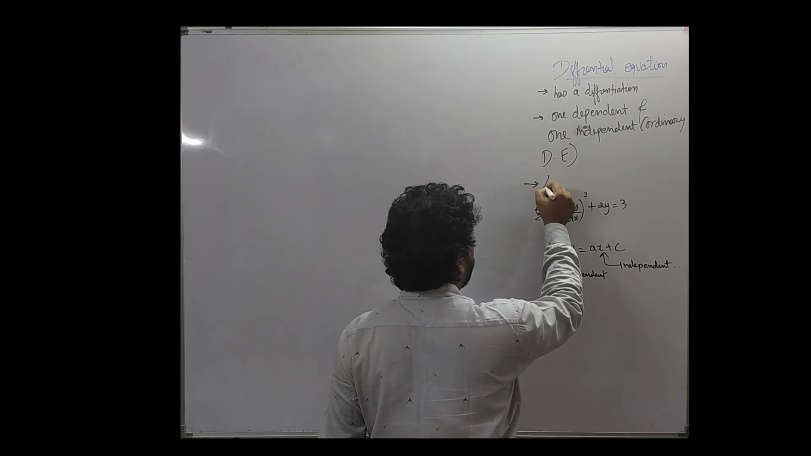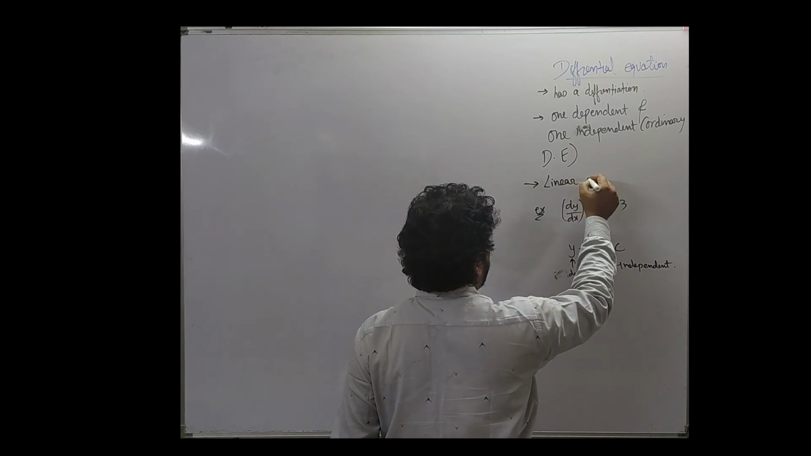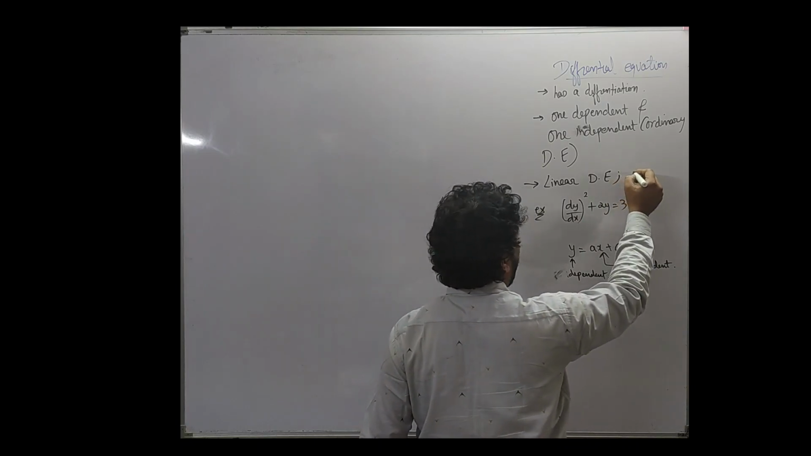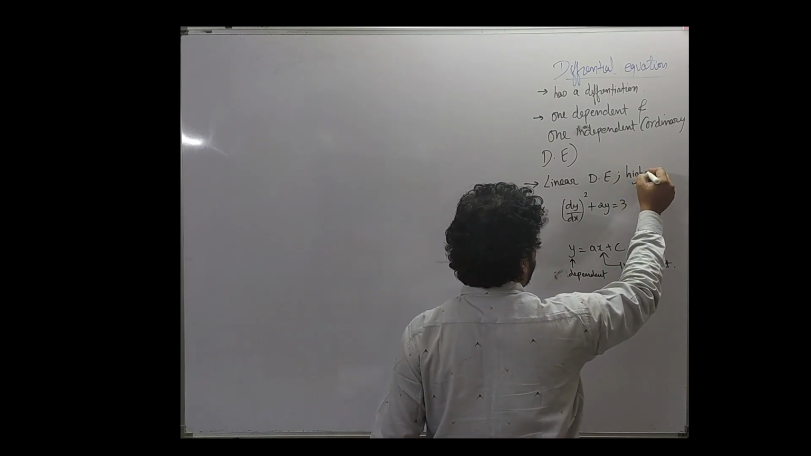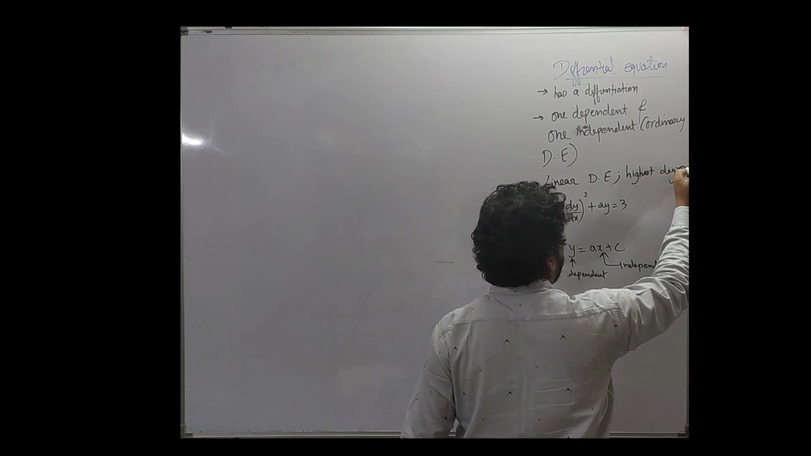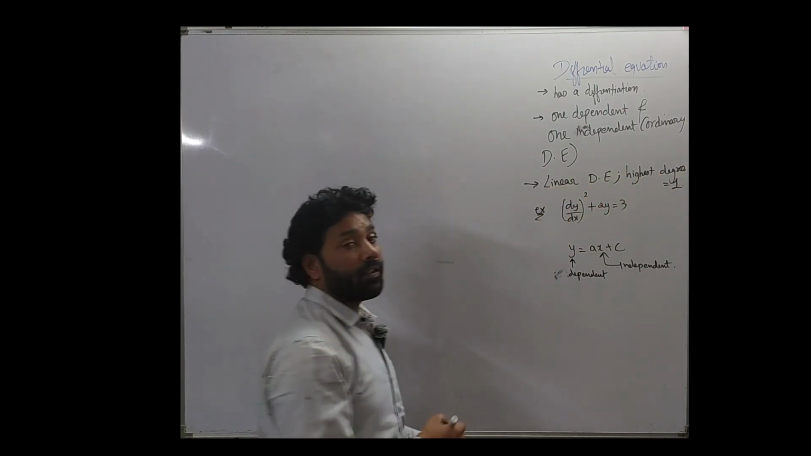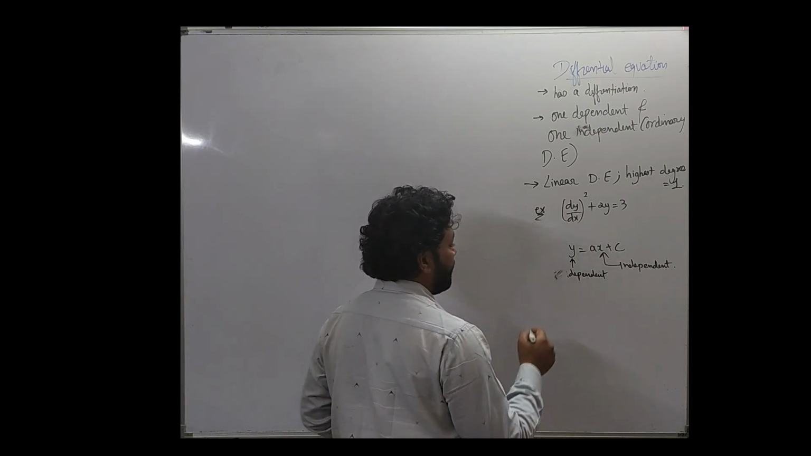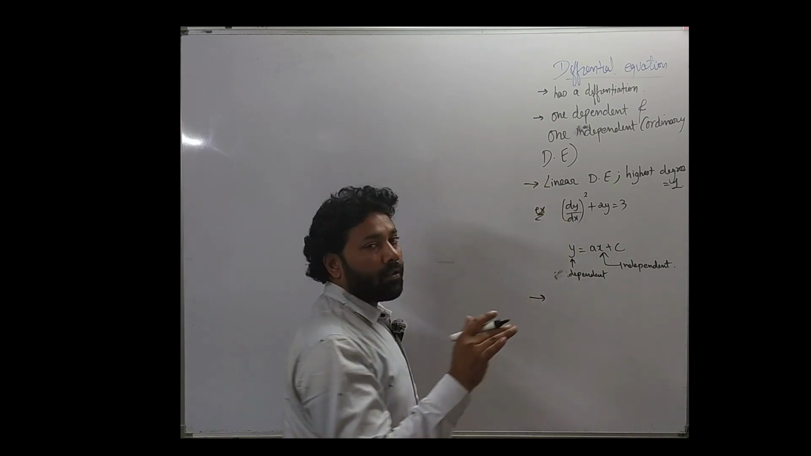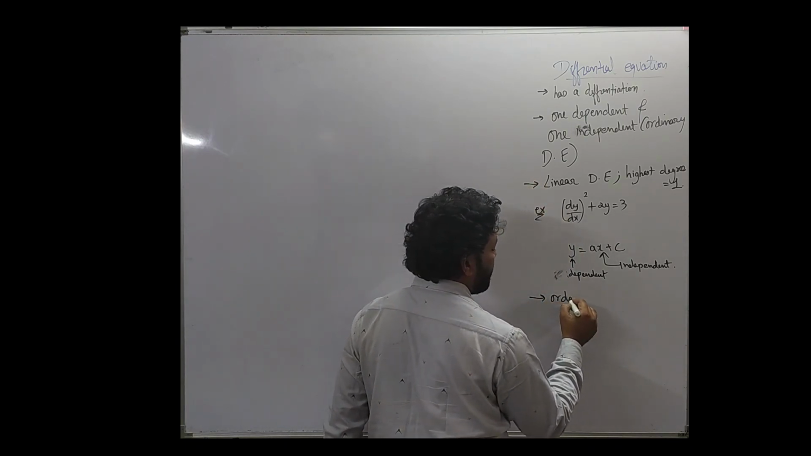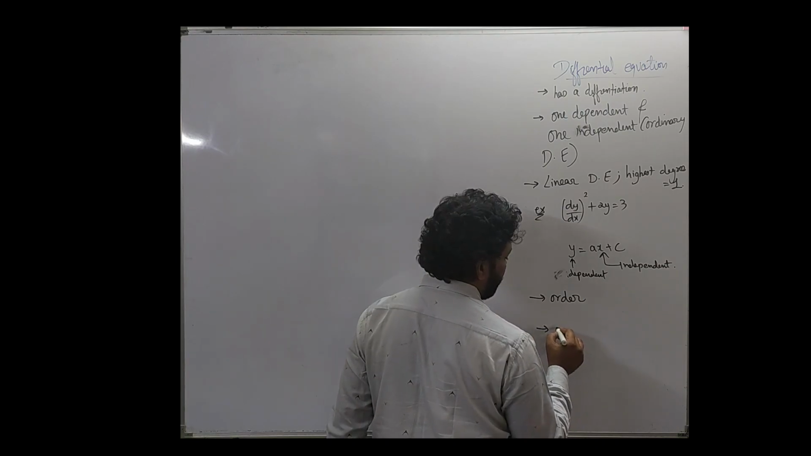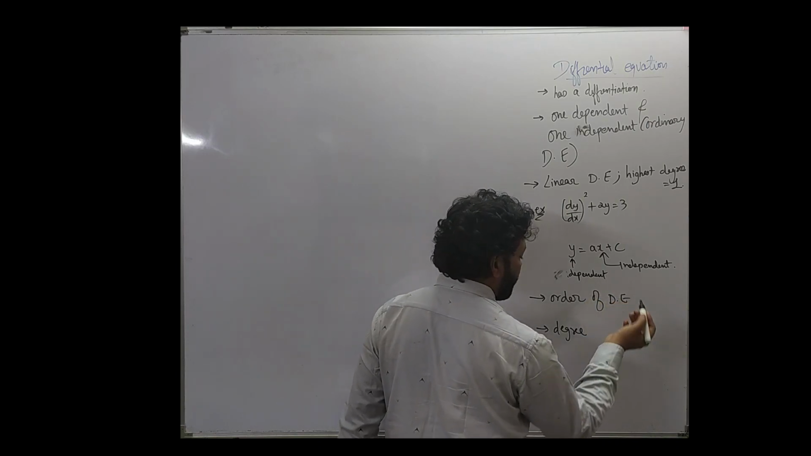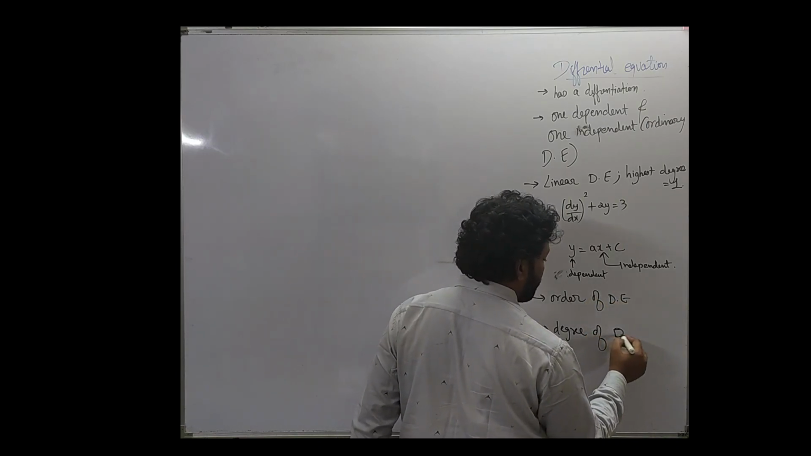Then next we have the linear differential equation. A linear differential equation is one which has highest degree 1. If the highest degree of the differential equation is 1, we call it a linear differential equation. Let's see what we exactly mean by degree. Related to the differential equation, we have two more terminologies, that is order and the other one is degree. So what do we mean by order of a differential equation and what do we mean by degree of a differential equation?